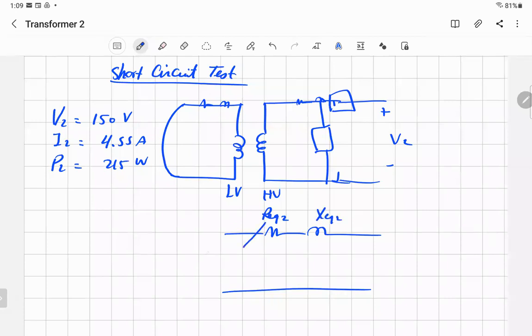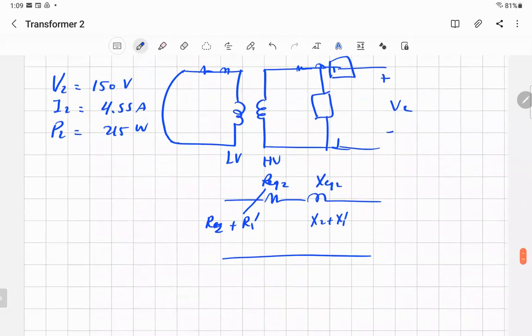R equivalent 2 is equal to R2 plus R1 dash. And X equivalent 2 will be X2 plus X1 dash. You are measuring the equivalent, but on the secondary side. So this side has its own resistance R2, and the other resistance on the primary side reflected, because you are putting the instruments on the secondary side.